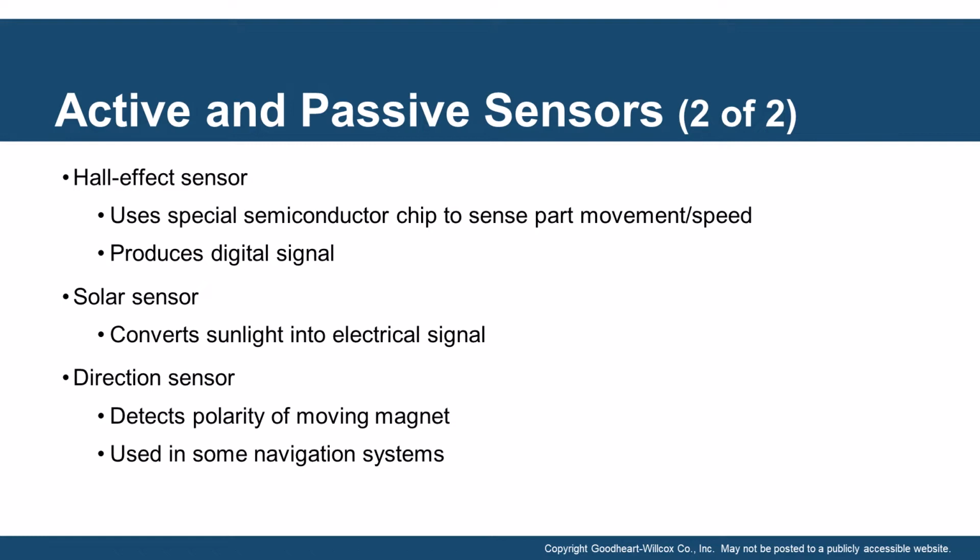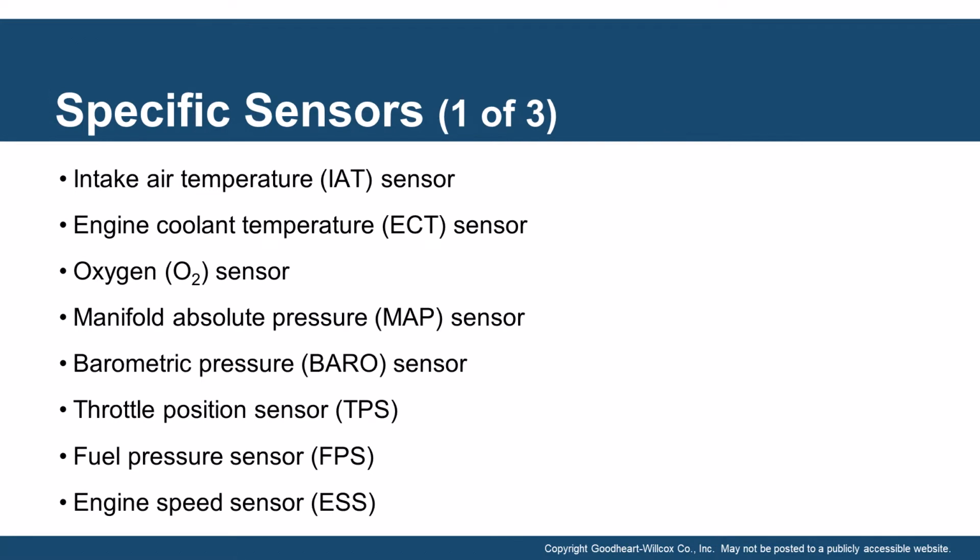And then we have directional sensors, and those detect polarity of a moving magnet, and they are used in some navigation systems. On top of this, some of them don't even use magnets. They literally use something called a yaw rate sensor, which has a special type of crystal that gives off a voltage with pressure movement.